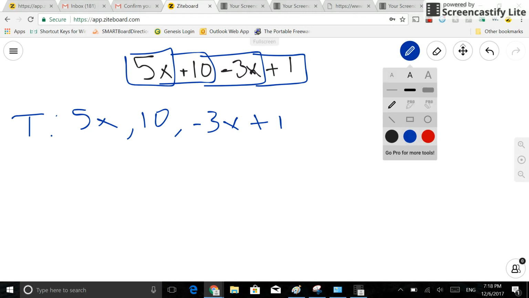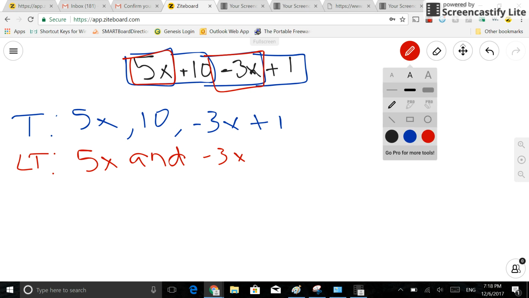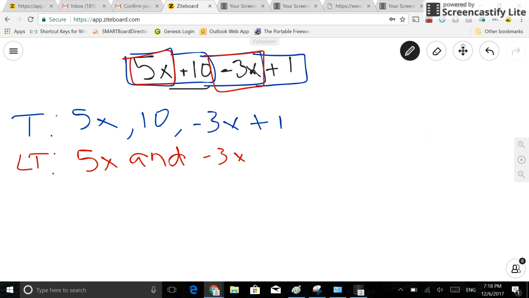All right, let's do our like terms. I'm going to call it LT. Well, this has an x, and this has an x. So my like terms are 5x and negative 3x. My other like terms are this positive 10 and this positive 1.